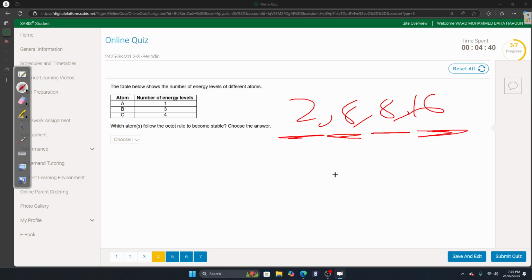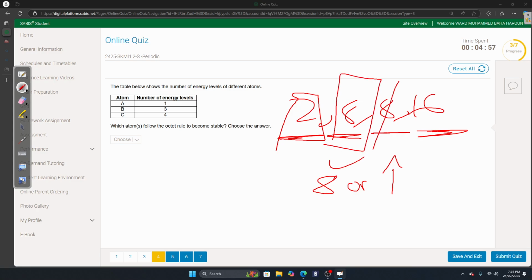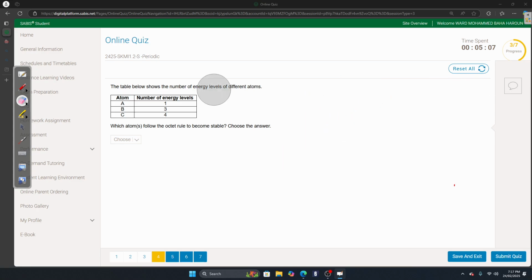You want something that's 8 or above. 1 is 2. It's not above. The first energy level is only 2. It's not 8 or above. The second one is 8, so this is correct. And the third one is 8, so this is correct. And the fourth one is above 8, so this is correct. All of these follow the octet rule. Okay? So this one has 3, and this one has 4.